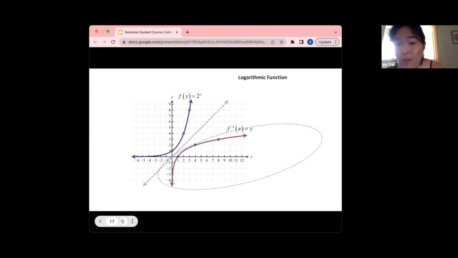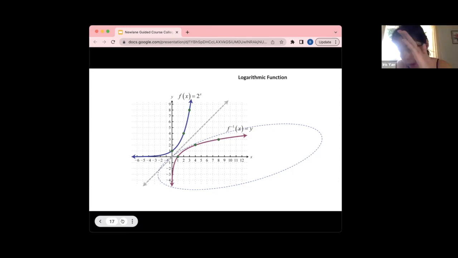How we get the graph of the logarithmic function. The logarithmic function is the inverse of the exponential function. So the part that's circled by the ellipse is the graph of the logarithmic function. And the reason why I chose this picture is that the graph of the inverse function is a reflection of the original graph on the y equals x line.